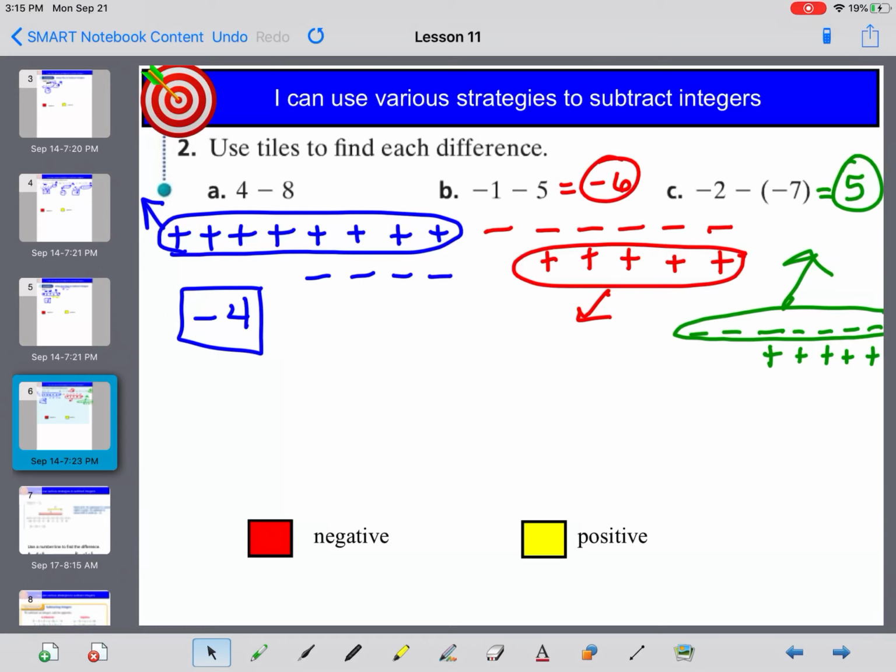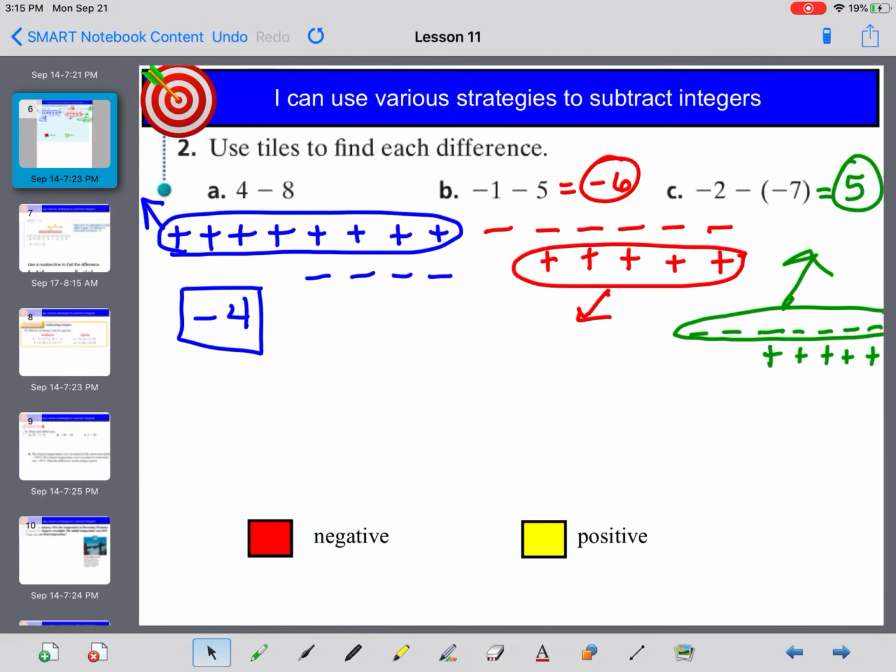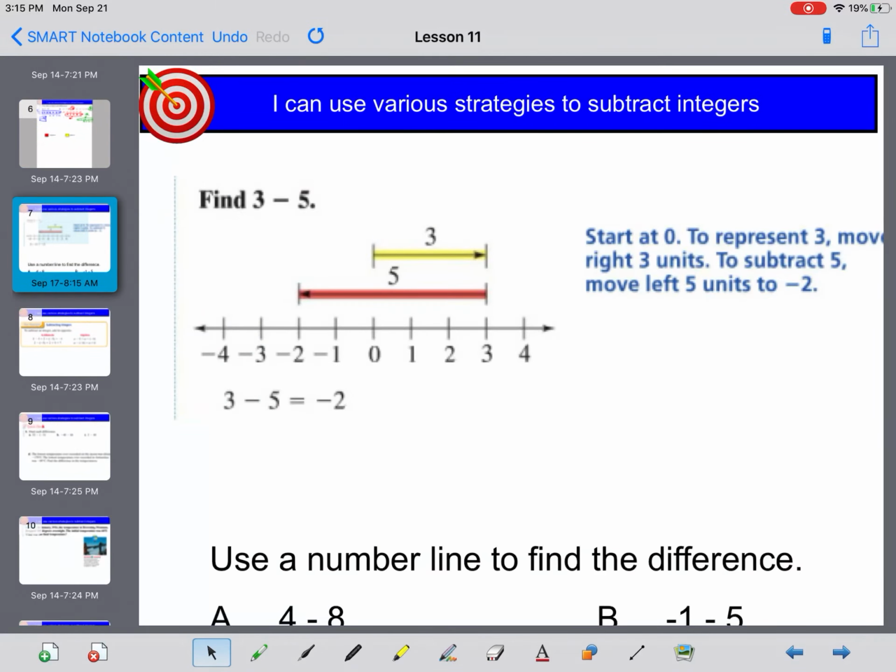A second way that we learn to model subtracting integers is on a number line. Remember that when you're modeling with a number line, you always start at 0. So start at 0. To represent 3 in this problem, 3 minus 5, we start at 0 and we go to the right 3 units. Then from where we left off, we're going to go to the left, or subtracting goes to the left, 5 units. And then you put a circle around where you land. You land at negative 2.